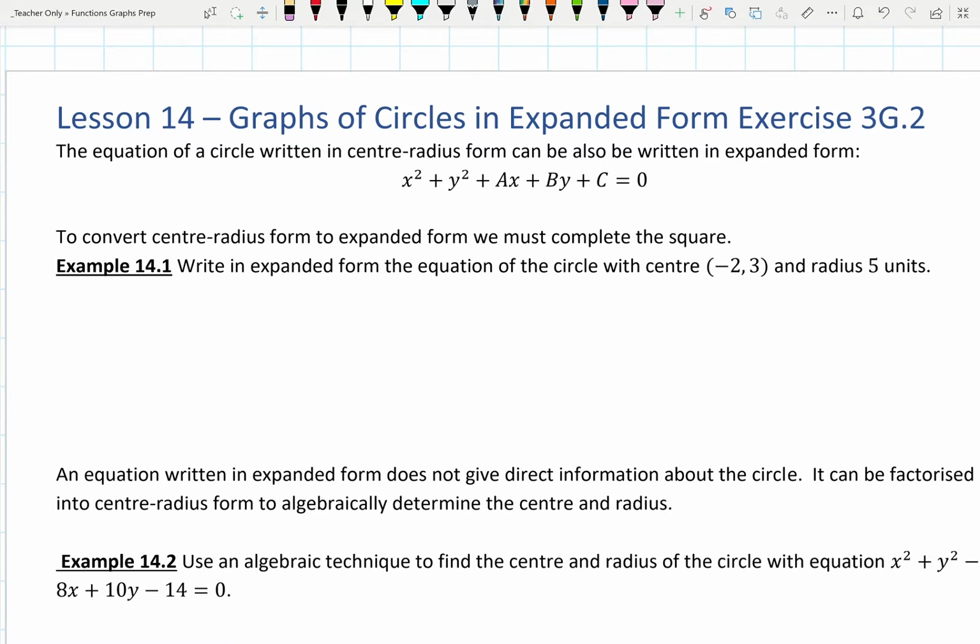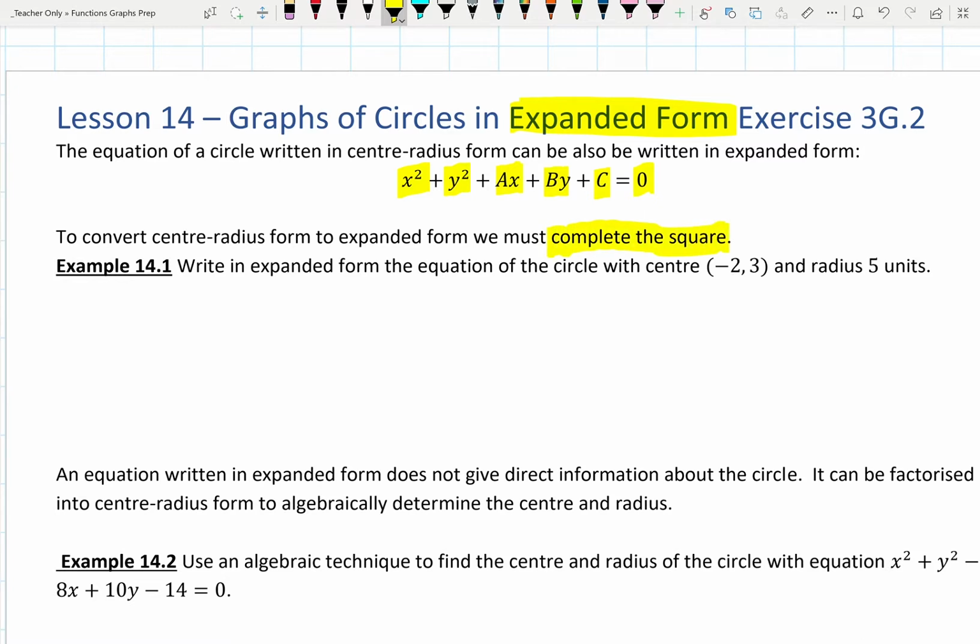In this last lesson, we're having a look at how to write circles in expanded form. There's a very specific format for expanded form. X squared and y squared always come first, then the x term, the y term, then the constant term, and it's always set equal to 0. Other than that, all we're doing really is expanding, and we're using the technique of completing the square.